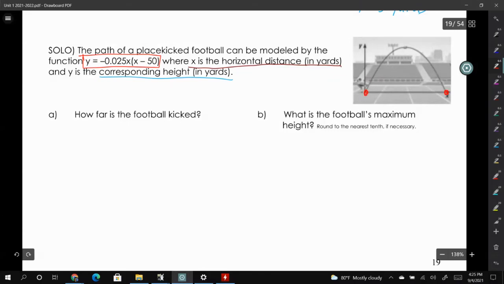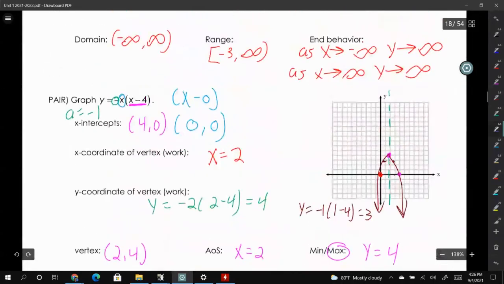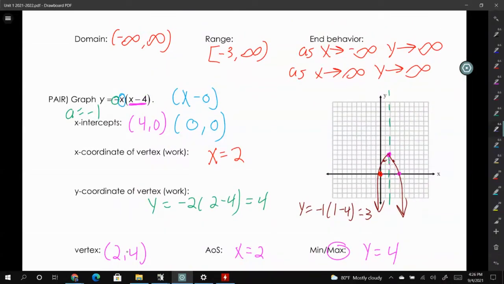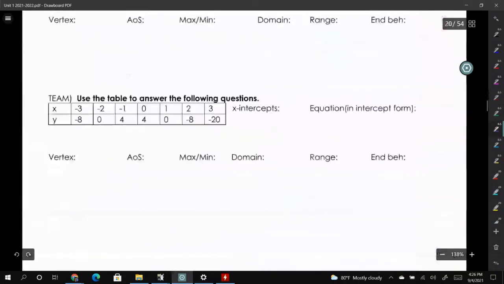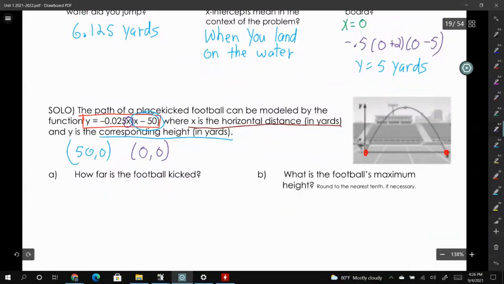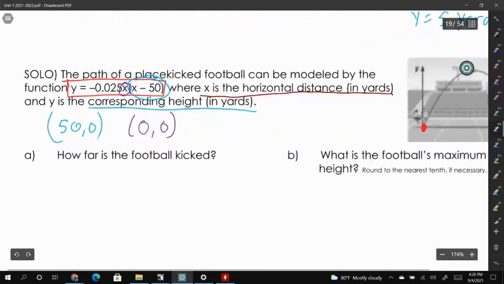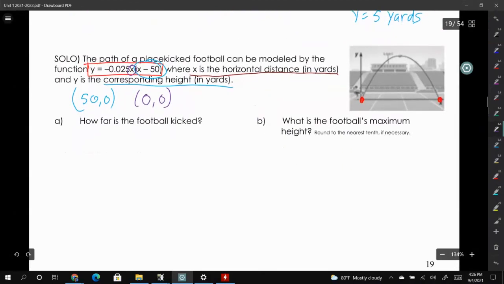If you look at our picture, here and here. So the easy x-intercept would probably be this one right here, 50, 0. The other x-intercept is not going to be 0.025 or negative 0.25. It's just going to be 0, comma 0. It is just like this problem right here, negative 1x squared in front, but instead of it being a negative 1, it is negative 0.025, but it would still make it an intercept of 0, comma 0.